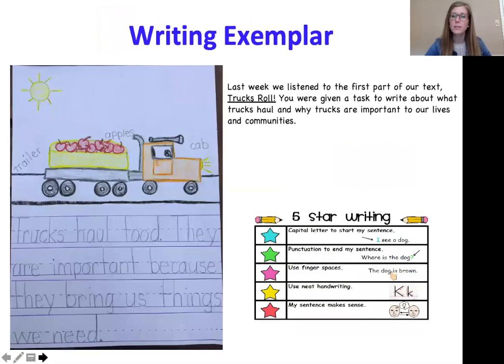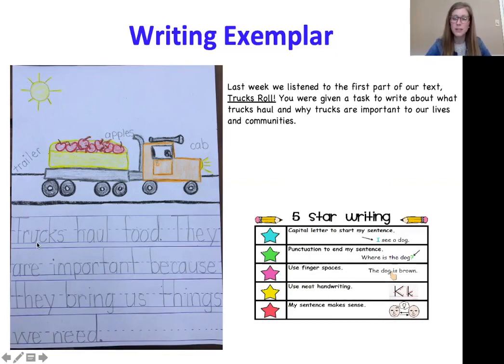So last week we listened to the first part of the story, Trucks Roll. And you were given a task to write about what trucks haul and why trucks are important to our lives and our communities. So I wrote my task here. I wrote about what trucks haul and why I think that the things they haul are important. I used my 5-star writing rubric. I used illustrations that I remembered from the text. And I remembered details from the text to help me with my writing and my illustration.